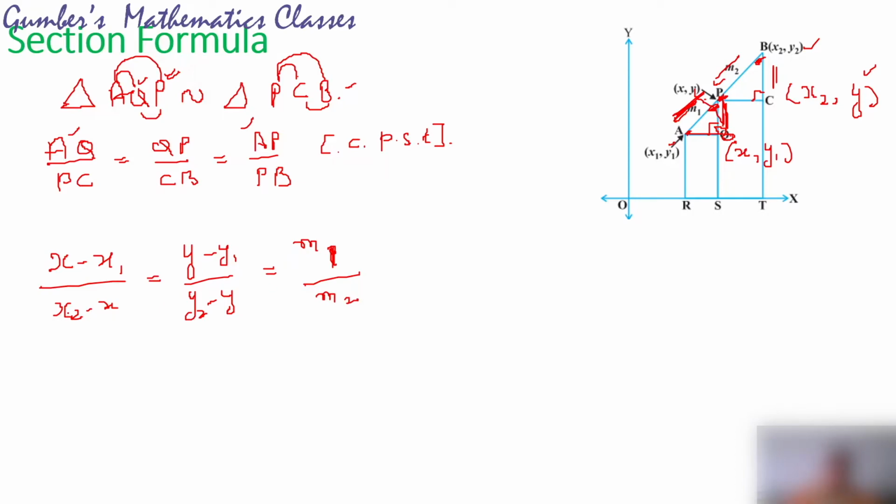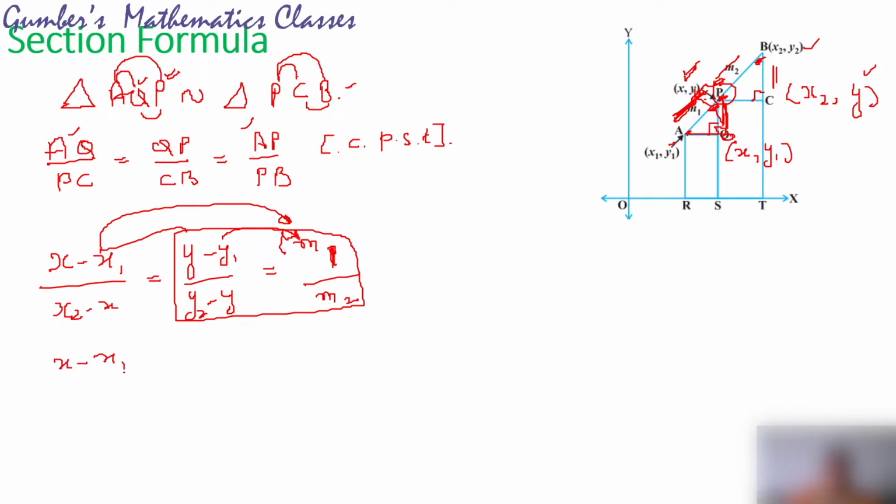Now we are supposed to find the values of x and y to find the coordinates of point P. Let's see how we can. We will be solving this with the help of m1 and m2. Firstly, we will consider the x terms with m1, m2, and secondly the y terms with m1 and m2. Let's see. Very first, (x minus x1) upon (x2 minus x) is equal to m1 upon m2.